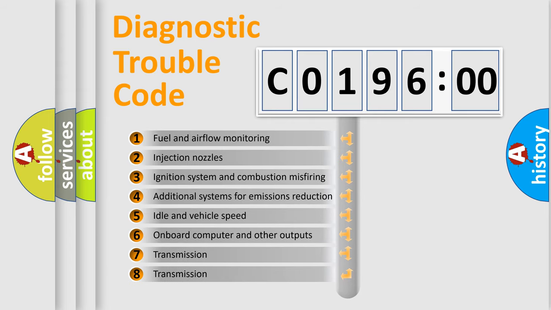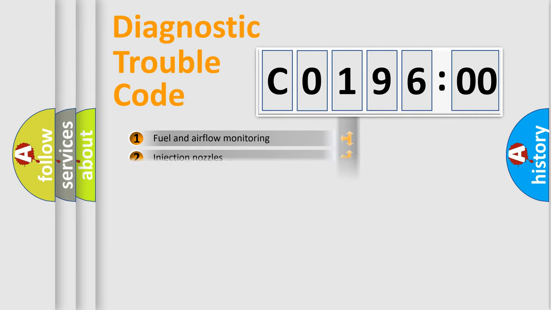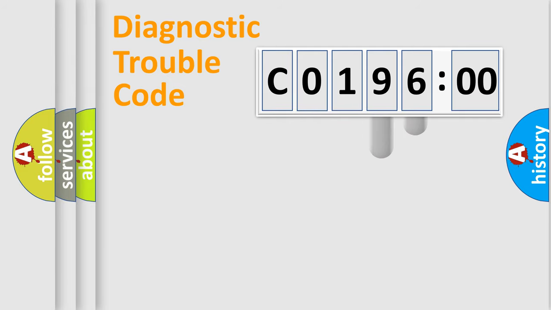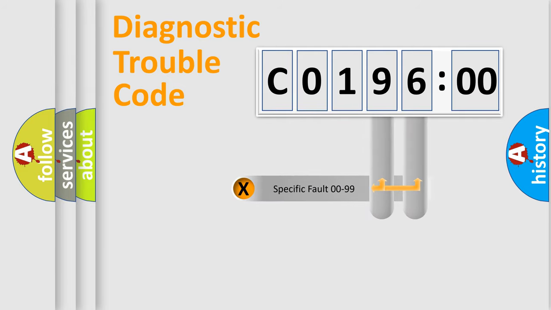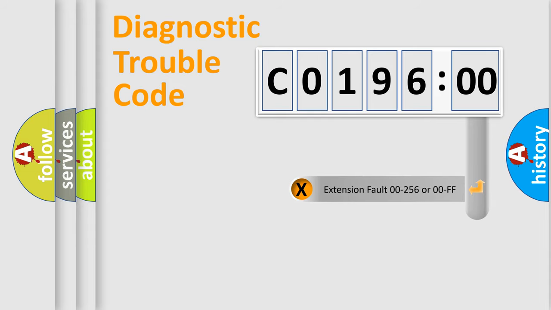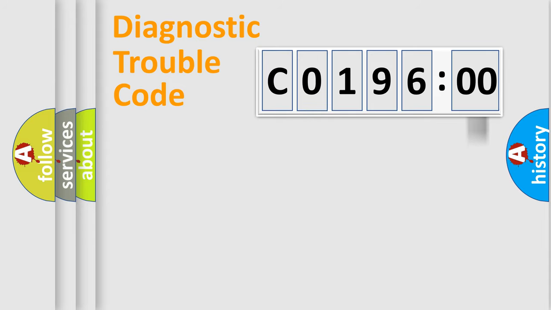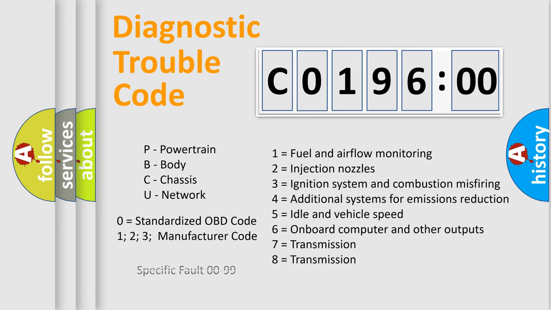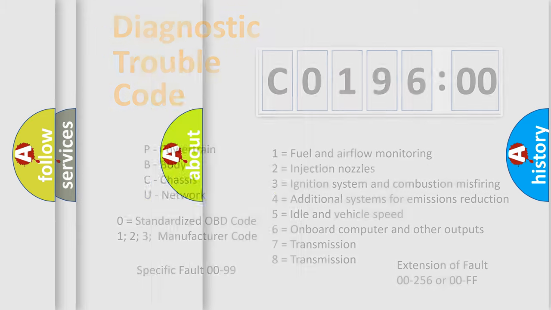The third character specifies a subset of errors. The distribution shown is valid only for the standardized DTC code. Only the last two characters define the specific fault of the group. The add-on to the error code serves to specify the status in more detail, for example, a short to ground. Let's not forget that such a division is valid only if the second character of the code is expressed by the number zero.